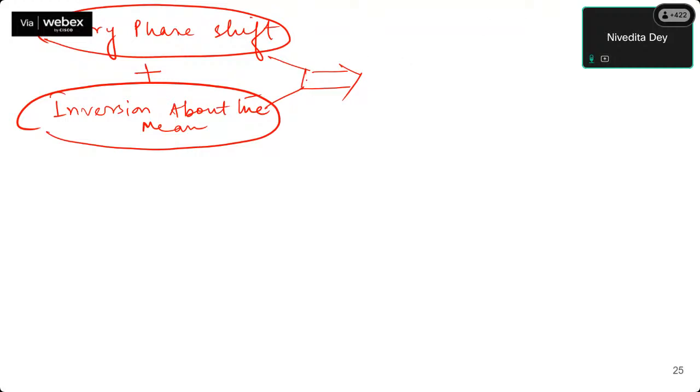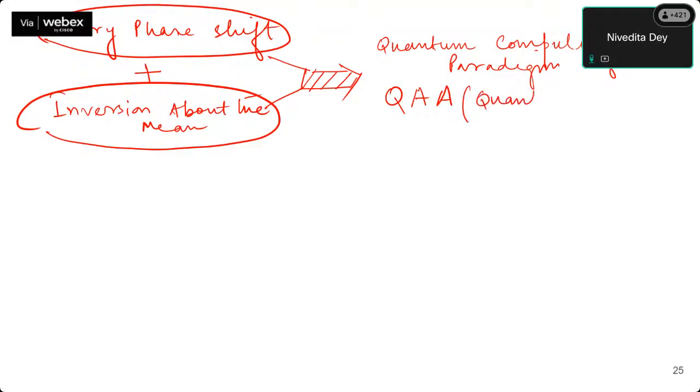And this technique, the quantum computing paradigm that has evolved, is known as QAA, or quantum amplitude amplification. And this gives us that essence that even in a superposed state, without any breaking of the quantumness, we actually can increase out of the superposition only the amplitudes of our desired states. Okay.